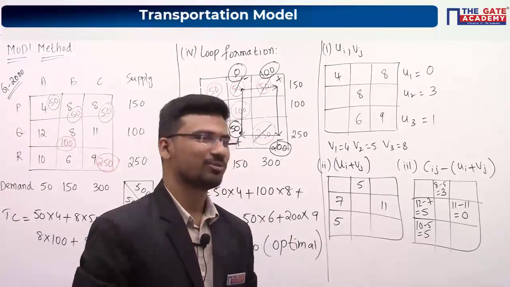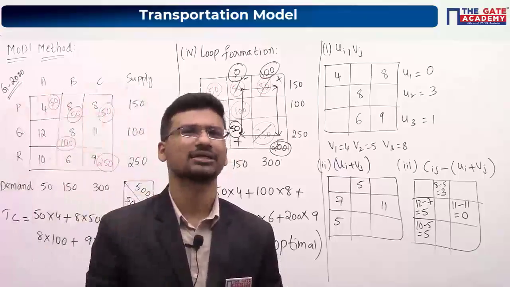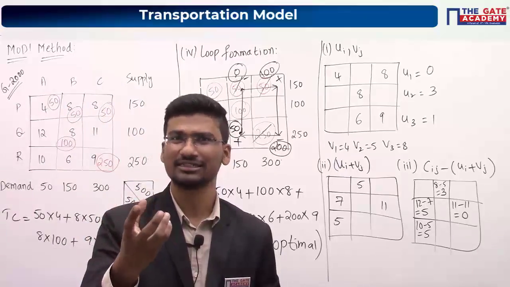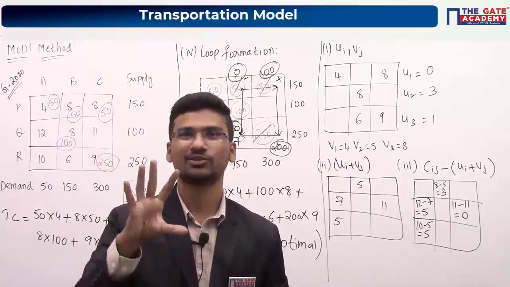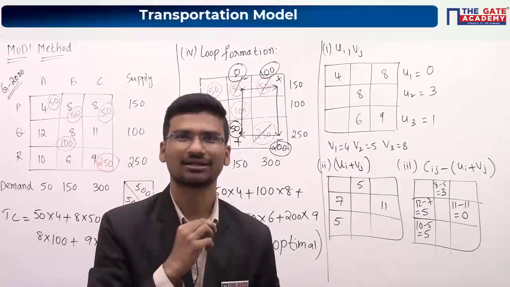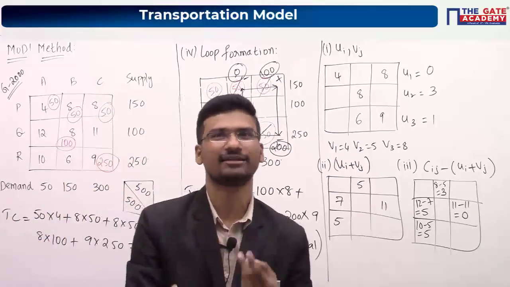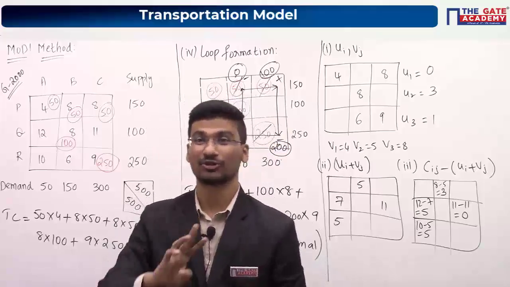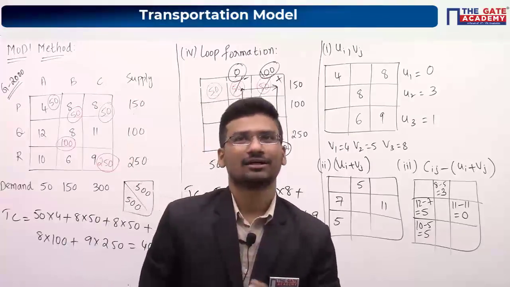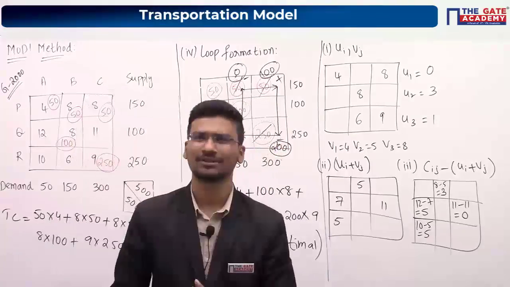Maybe in university conventional exams, or if you are giving engineering services exams, maybe in those examinations they can ask conventional type of questions. But for GATE 2 marks, they will never ask more than one iteration. Fine. Any other doubts regarding this?